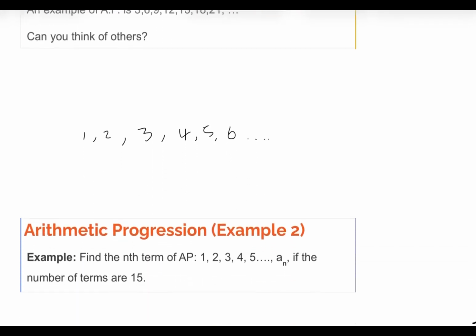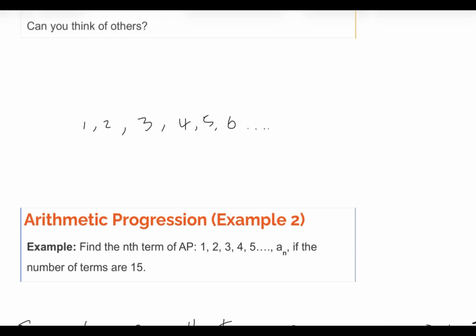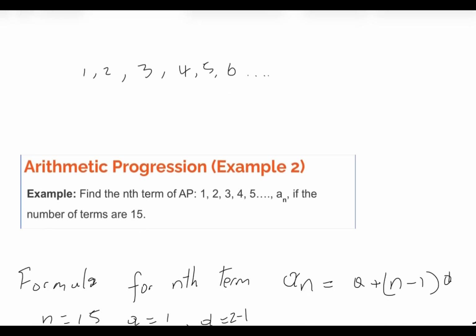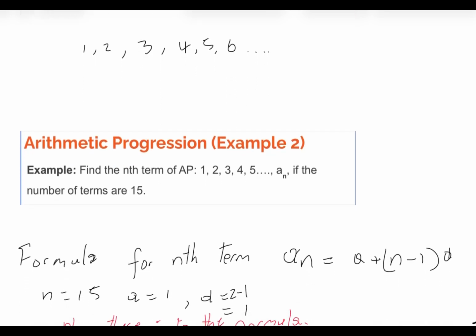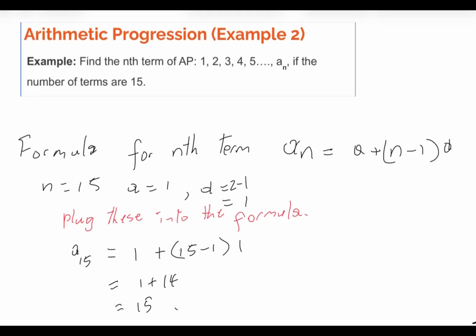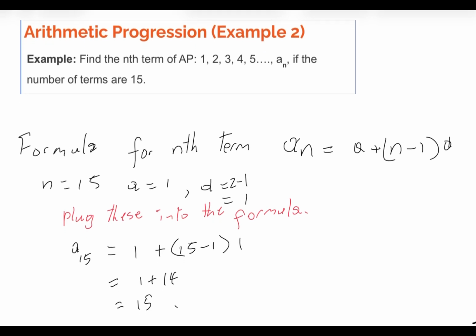Let's look at another example. Find the nth term of an AP 1, 2, 3, 4, 5, and so on to a sub n if the number of terms are 15. To find the nth term, we use the formula a sub n is equal to a plus (n minus 1) times d.